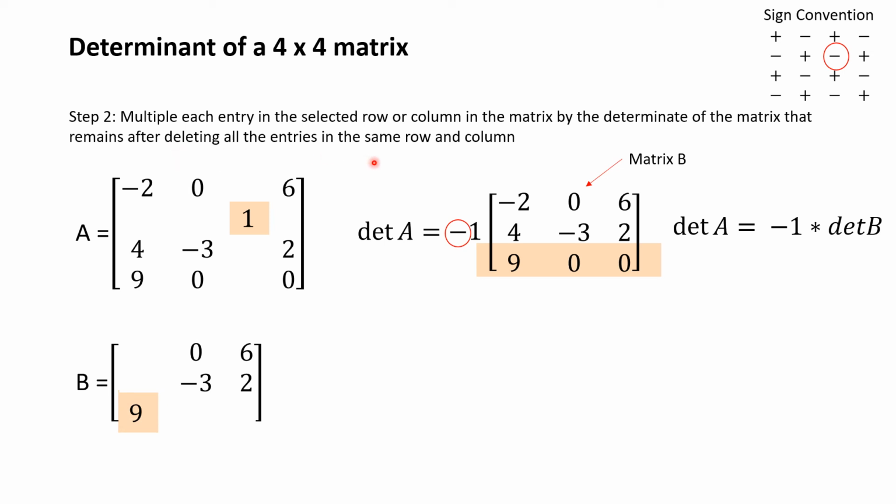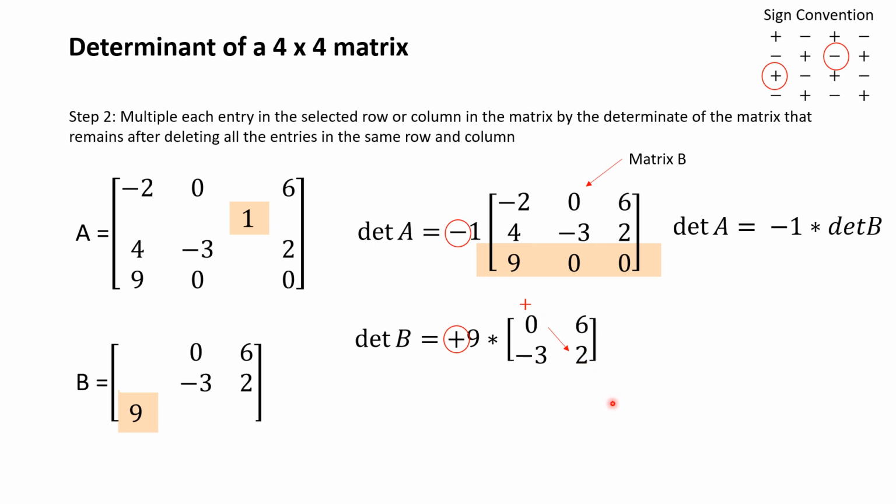Next, we are going to delete all the entries in the same row and column, and we are left with this remaining matrix. And we are going to multiply this element, so this value of 9, by the remaining matrix. And it's positive because we can see that this element is located here, which is positive in the sign convention chart. Next, we need to determine the determinant of this 2 by 2 matrix.